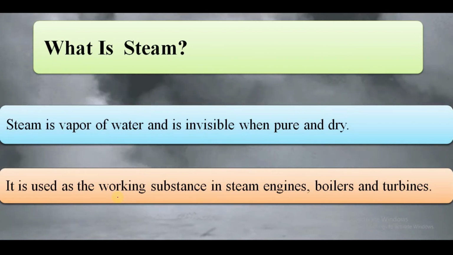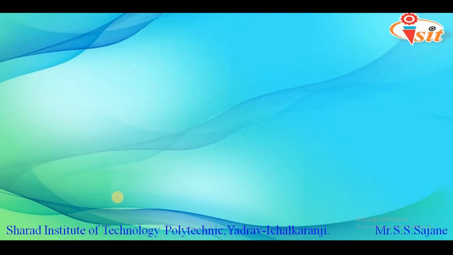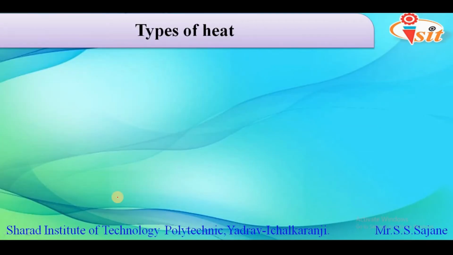Right now we will first see how the formation or generation of steam takes place, and for this purpose we should know the meaning of sensible heat and latent heat, because these two terms are going to come up when we are studying the formation of steam. So let's see the meaning of sensible heat and latent heat. These are the types of heat.